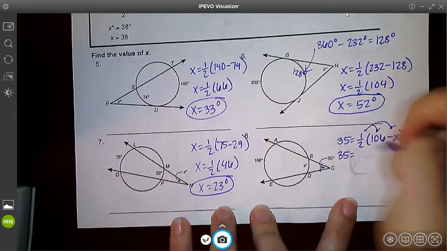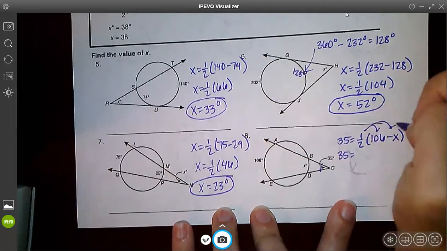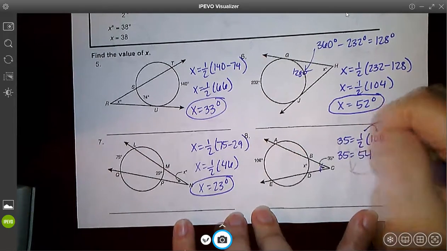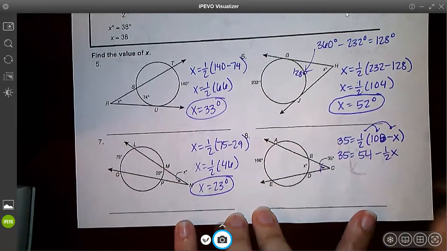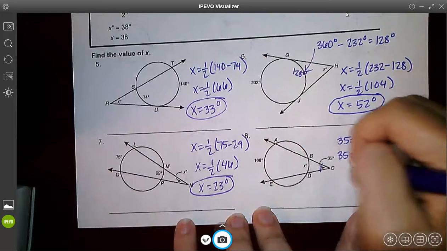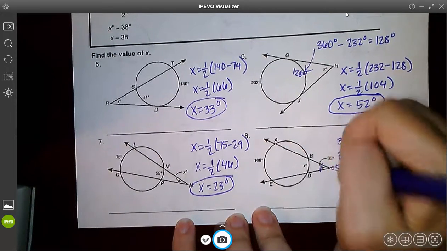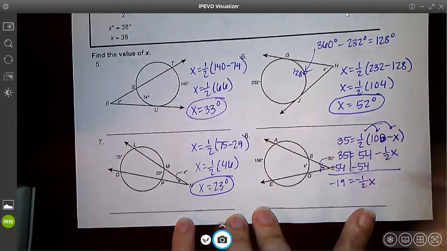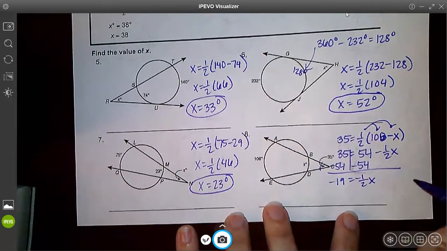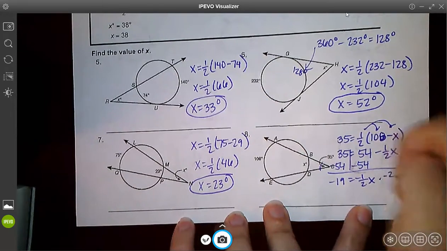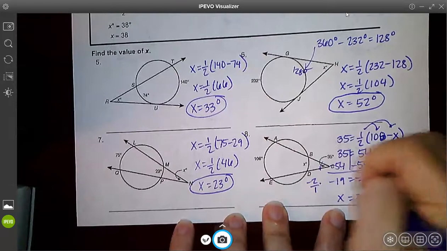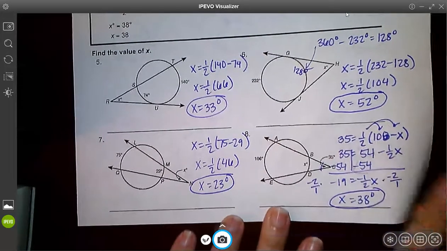35 equals... Oh, I'm sorry, that's 108, not 106. I think it's 108. Half of 108, which is 54, minus half x, so we'll just distribute it there. Get our constants together. We'll subtract 54 from both sides. Negative 19 equals negative 1/2 x. To undo multiplication by a fraction, multiply both sides by the reciprocal. And you get x equals 38 degrees. We are nearly done.